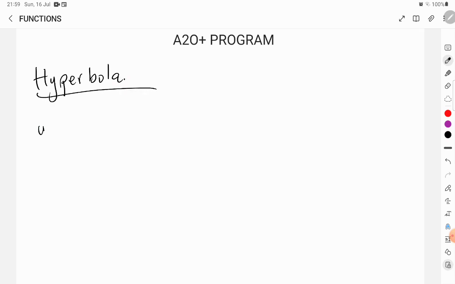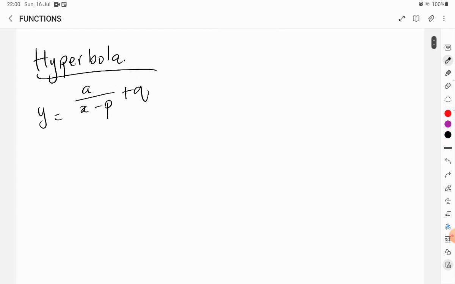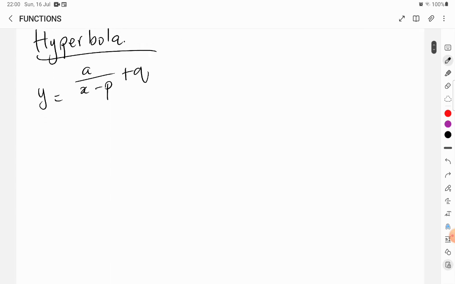Now a hyperbola is in the form y is equal to a over x minus p plus q. Sometimes you find that here it's just written plus p, but sure, that's fine. We'll get to that and I'll try to explain what is actually happening down there. But yeah, so that's just it. This is how a hyperbola is written.